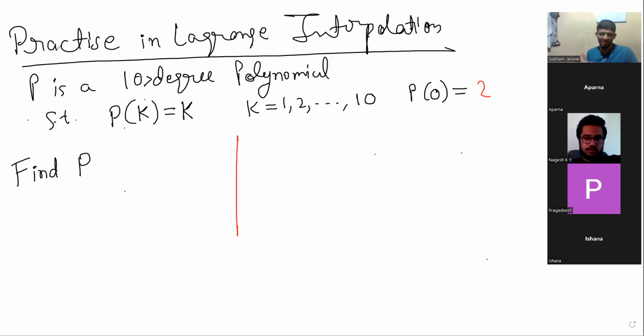It doesn't mean that P(x) is x for all x. Don't say that; it will not necessarily be correct. That could happen, that we have to see. Once you do a bit of practice, you would know when and when not.